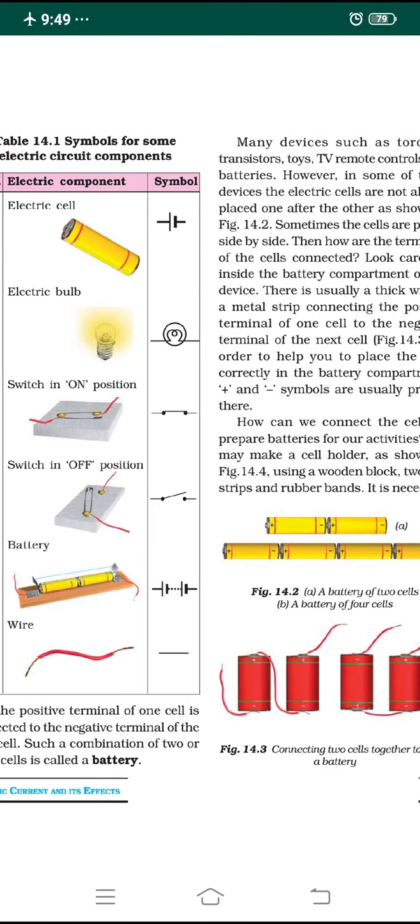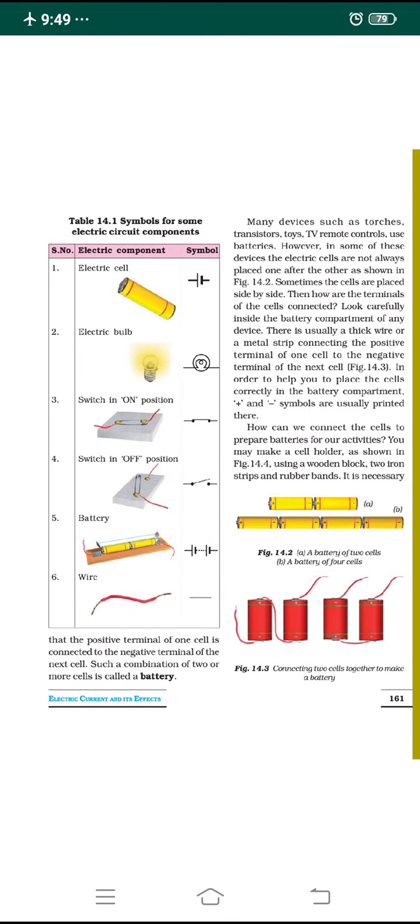Till now we have studied about cells, batteries, and the representation of different electrical components. Let me continue the remaining part of the lesson in the next class.